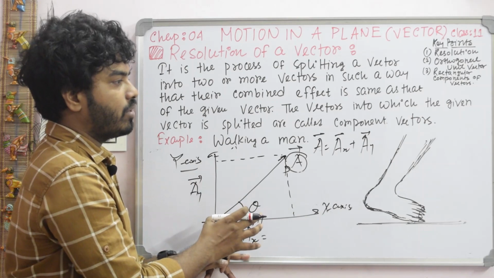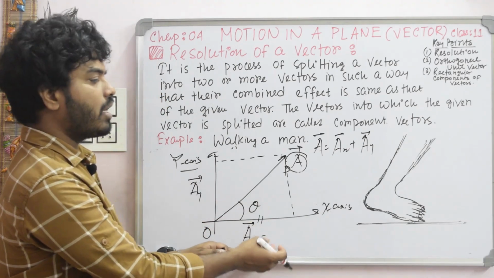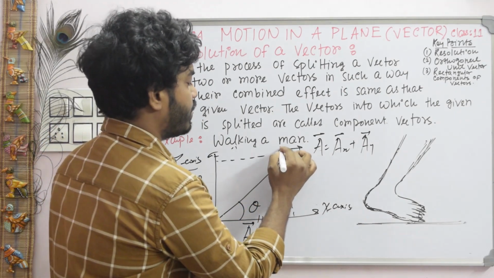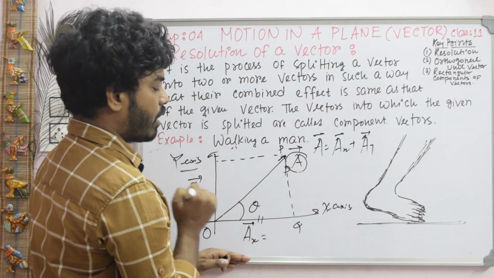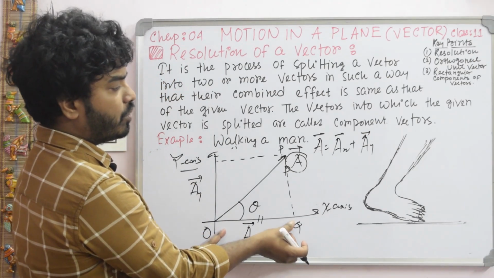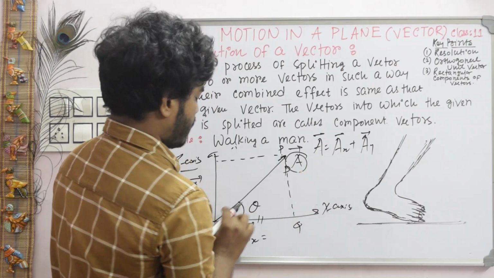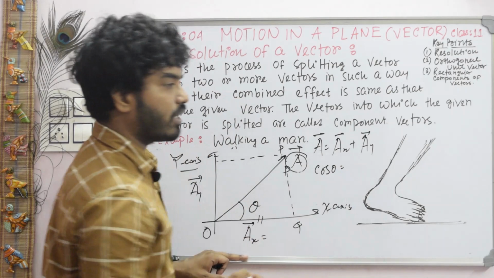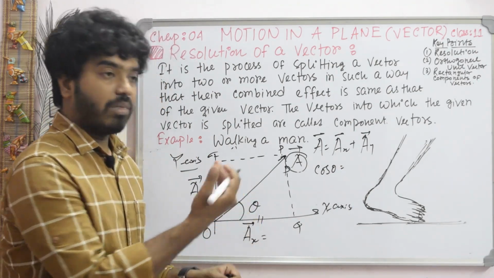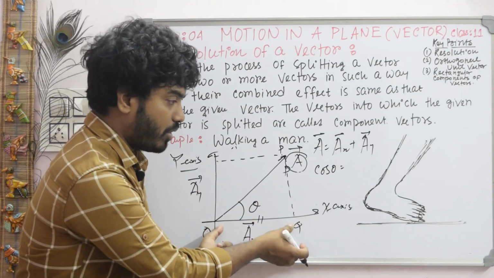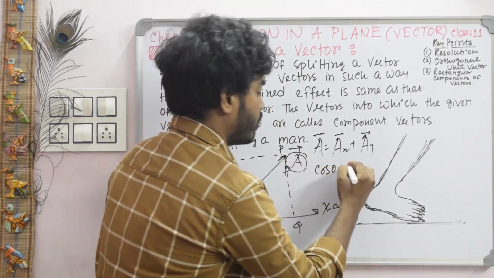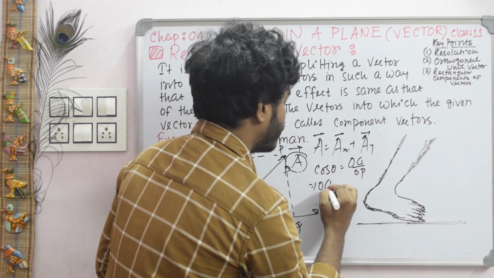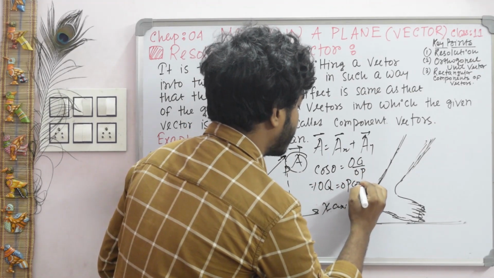Now you have to find out what is the magnitude along this direction and what is the magnitude along this direction. Suppose this is O, this point is represented by P and this point is represented by Q. Now you have to find out the value of OQ. Okay. So you just consider from triangle OPQ cos theta. What is the value of cos theta? Cos theta means base by hypotenuse. This is our base OQ and this is our hypotenuse OP. So base OQ divided by OP. So from here you can say OQ is equal to OP cos theta.